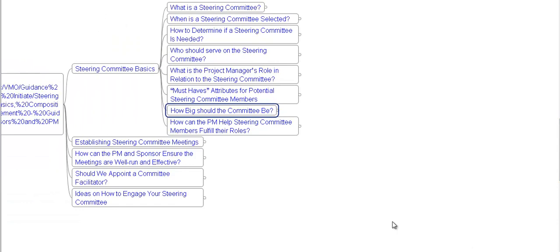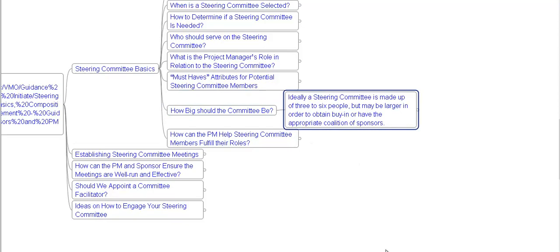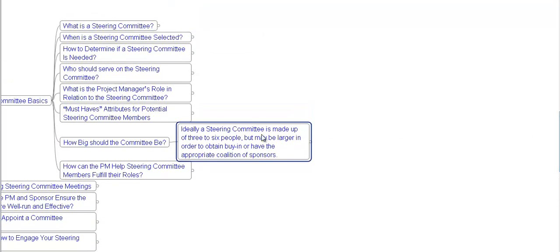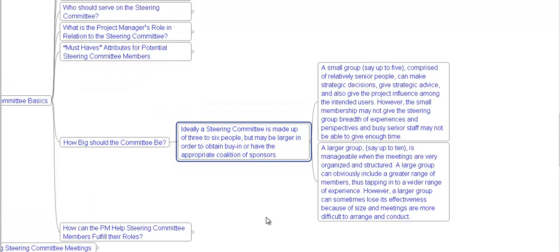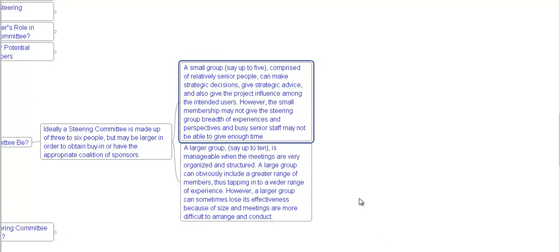How big should the committee be? Ideally, a steering committee is made up of 3 to 6 people, but may be larger in order to obtain buy-in or have the appropriate coalition of sponsors. A small group, say up to 5, comprised of relatively senior people, can make strategic decisions, give strategic advice, and also give the project influence among the intended users. However, a small membership may not give the steering group breadth of experience and perspective, and busy senior staff may not be able to give enough time.